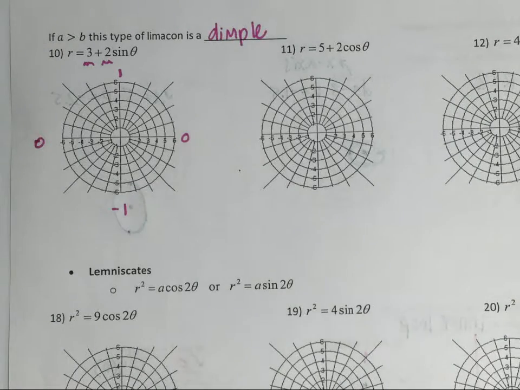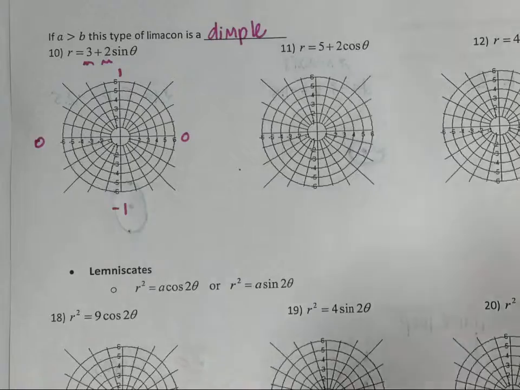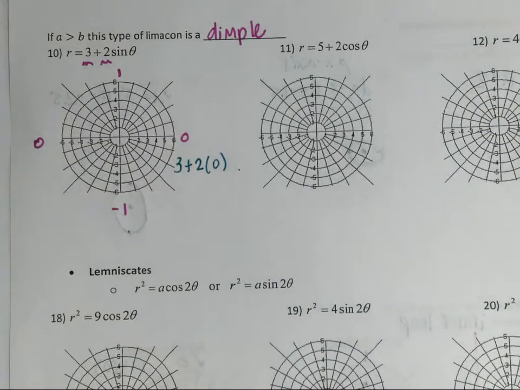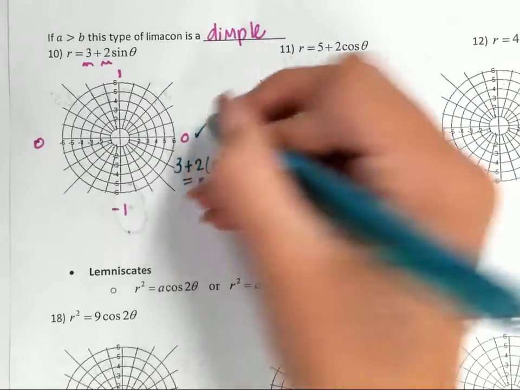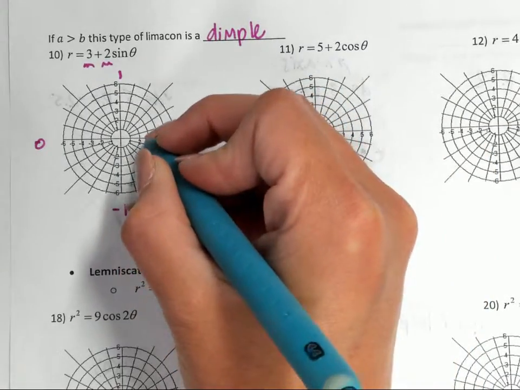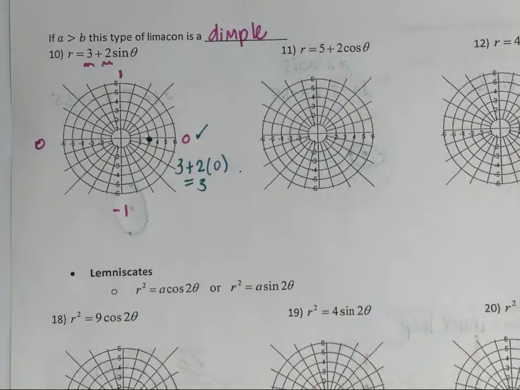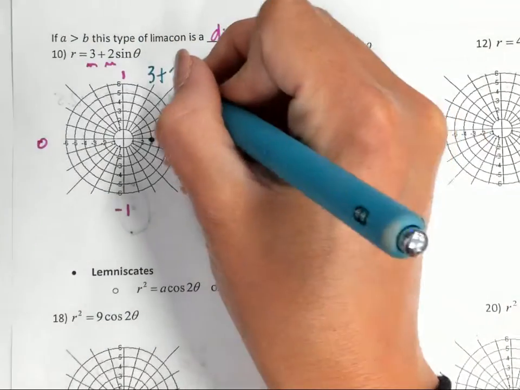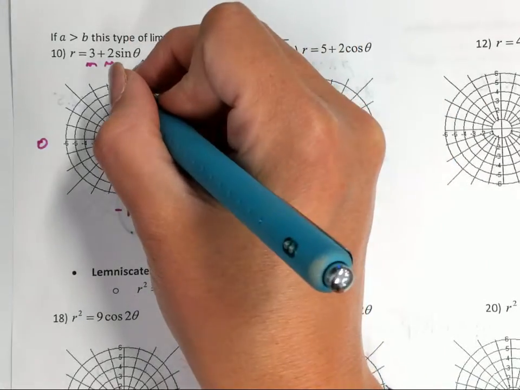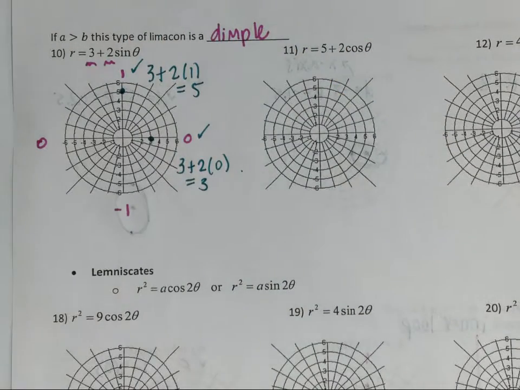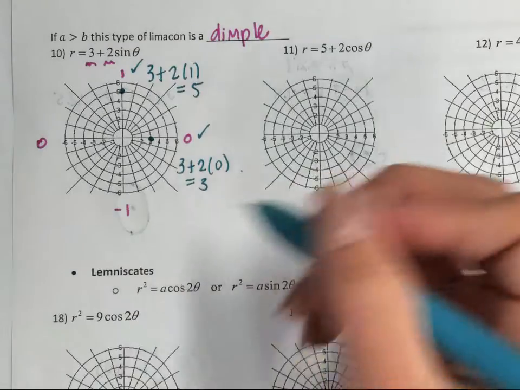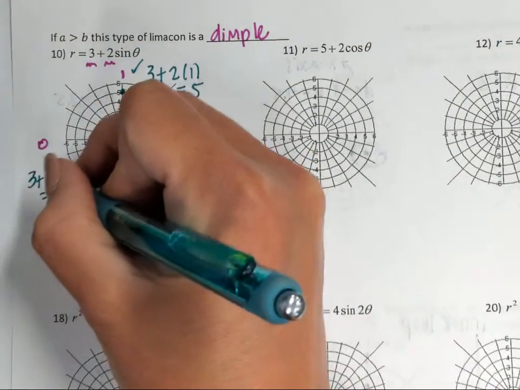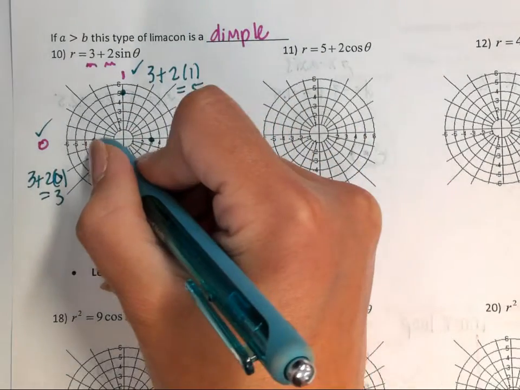When I plug in 0 for sine theta, I'll get 3 plus 2 times 0, which should give me what? 3. So I will go 3 towards this number that I plugged in. When I plug in 1, I'll get 3 plus 2 times 1. That's going to give me what? So I'll go 5 towards that number I just plugged in. When I plug in 0, it's still going to give me the same value as over here. Still going to be what? 3. So I'll go 3 towards 0.